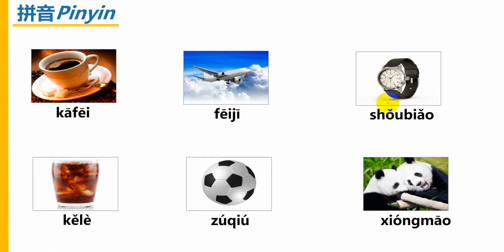There is the double third tone, so we will change the first one into the second. Yeah, not like this one. 手表. 手表. Yes, 手表. Yes, good. 手表. Okay, now next one, Coca-Cola. 可乐. Yes, 可乐.